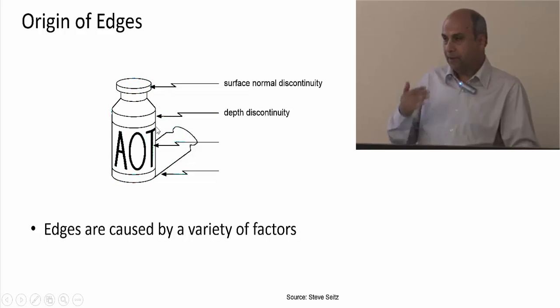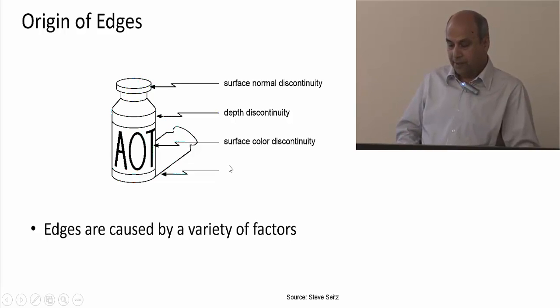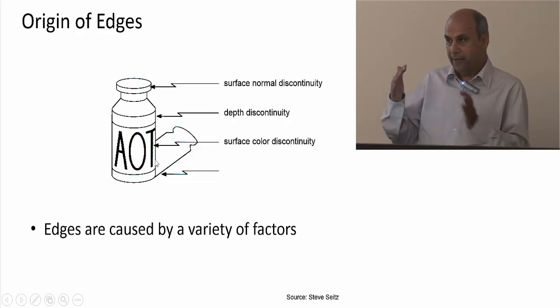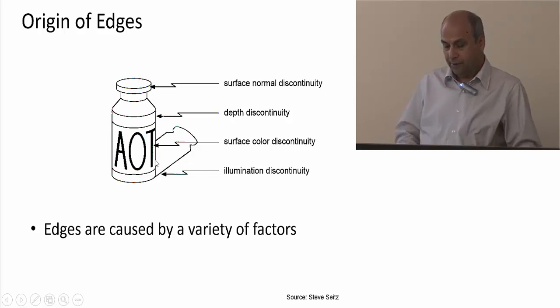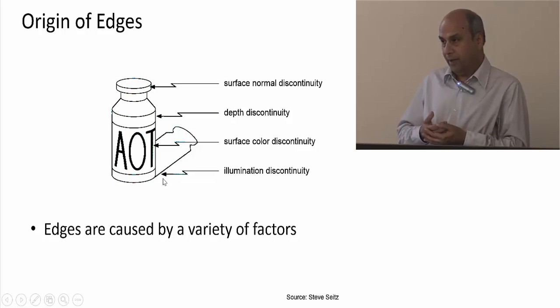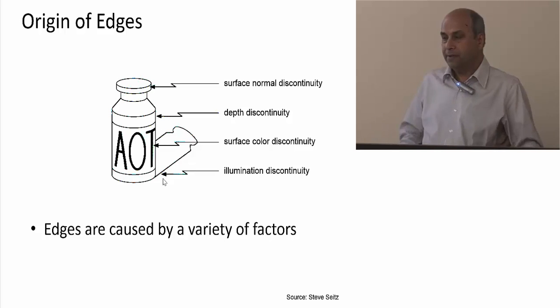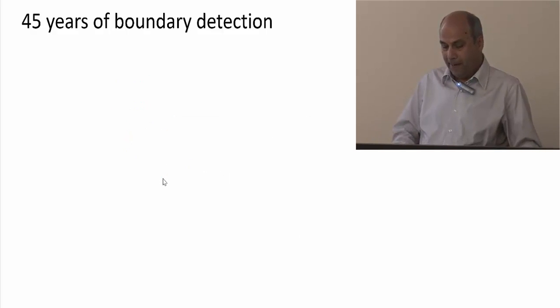And here's depth, the distance from the camera to the object. Here the depth is changing because of the shape, but the depth changes immediately at the boundary. And this is surface color discontinuity. As you see, this is completely dark, and then there's white. And then illumination discontinuity. This is a shadow of this object, and that can also be an edge. So there are many different ways these edges are formed, and this has been an active area of research.